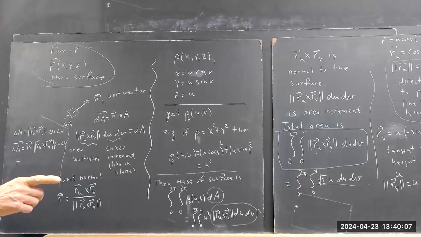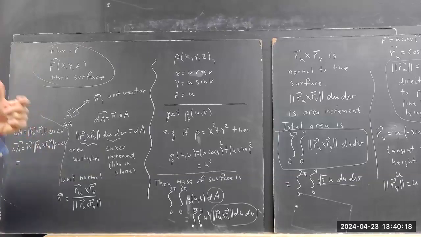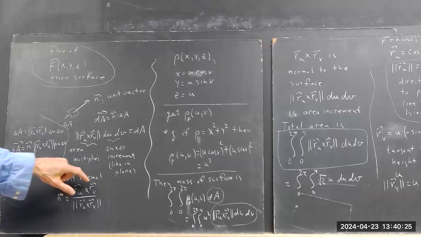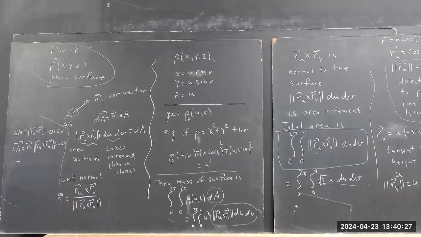And I haven't totally explained why. You just got to kind of accept that. If you want me to explain why, we have time, I'd be glad to. I'd love to explain it, but it's more than I want to lay on. So n is RU cross RV divided by the magnitude of RU cross RV. There's the unit normal. RU cross RV is normal, so this is a unit normal. And when I plug it in here, the RU cross RV here cancels this.